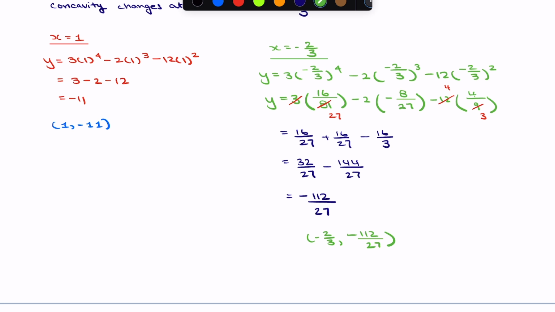Okay, so here we write our therefore statement. So again, therefore, there are points of inflection at 1 and negative 11, and negative 2 over 3 and negative 112 over 27.